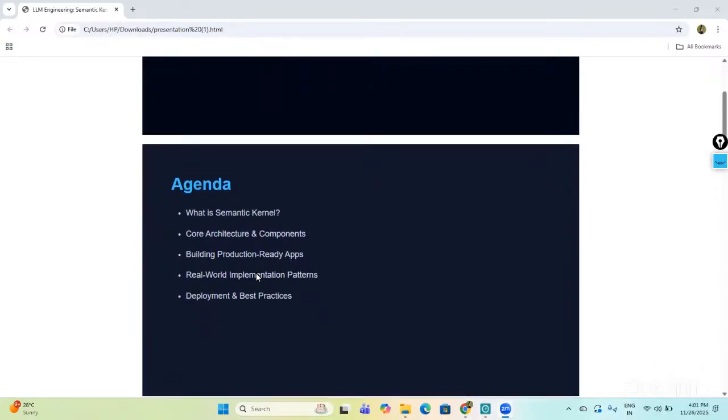So today's agenda, as we have discussed, we shall cover all this in the next 15 to 20 minutes. We will start with understanding what Semantic Kernel is, then explore its core architecture components, and then we shall move into how we build production-ready AI applications, and we shall look at real-world implementation patterns, and finally we will close with deployment strategies and best practices. I'm sure by the end of the session you will have a clear model of how to design a scalable AI system using Semantic Kernel.